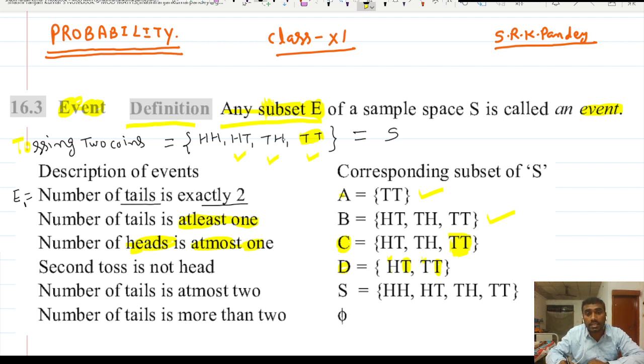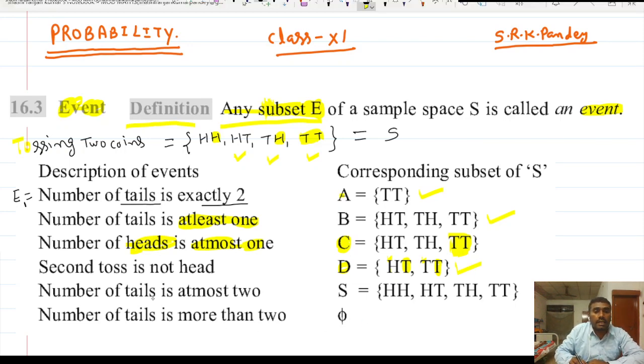Why not this? Because the second is head here. Why not this? Because the second is head here. So we can't consider these because the question already said that the second outcome should not be head. So this is the event for this case.